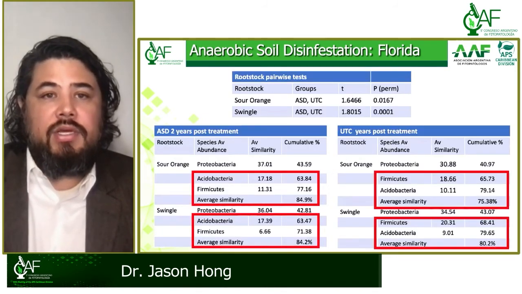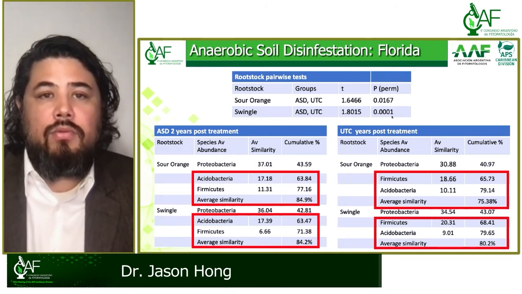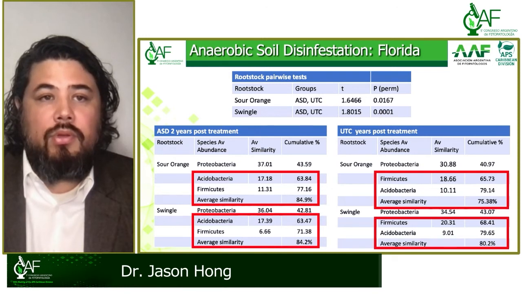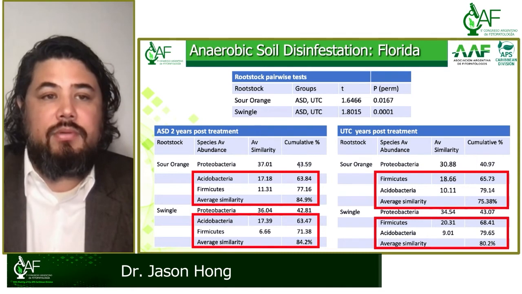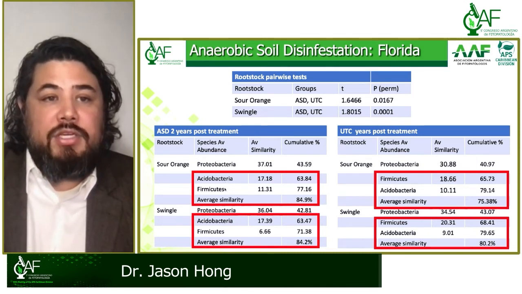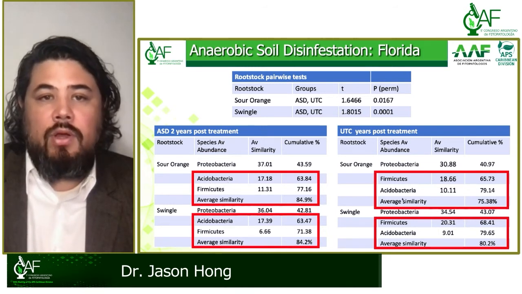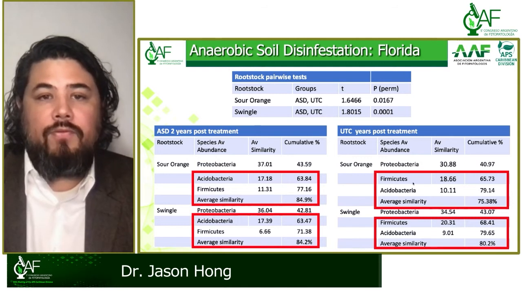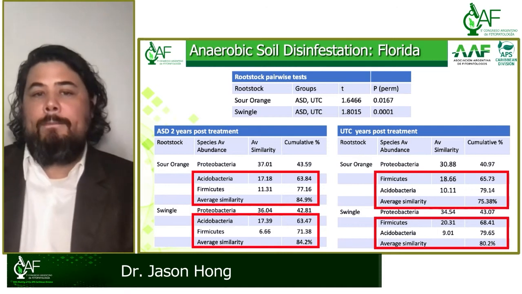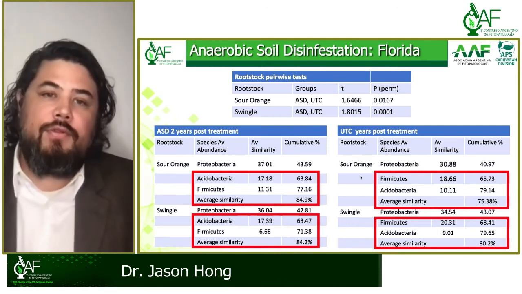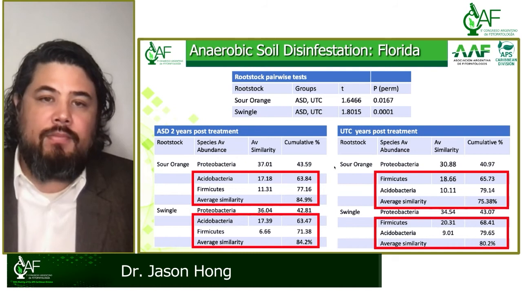And using a pairwise test, we found that Swingle was significantly different from ASD to untreated control, while sour orange also was different with the bacterial populations. In ASD treated soil, there was greater actinobacteria, and then firmicutes. While you look at the untreated control, the firmicutes and the actinobacteria were greater there. So it was flipped for those two, for the second and third most populous phylum.